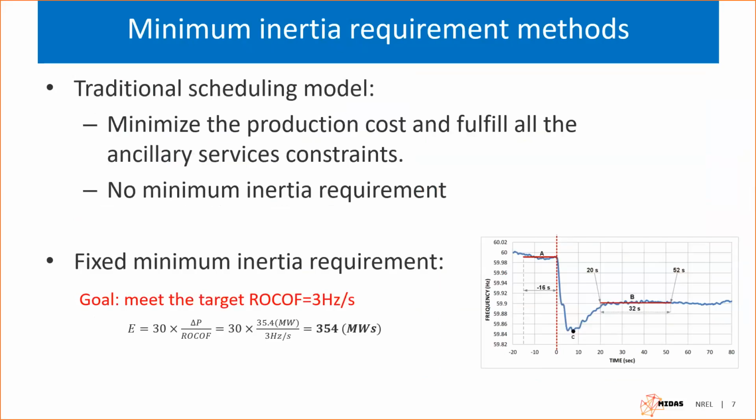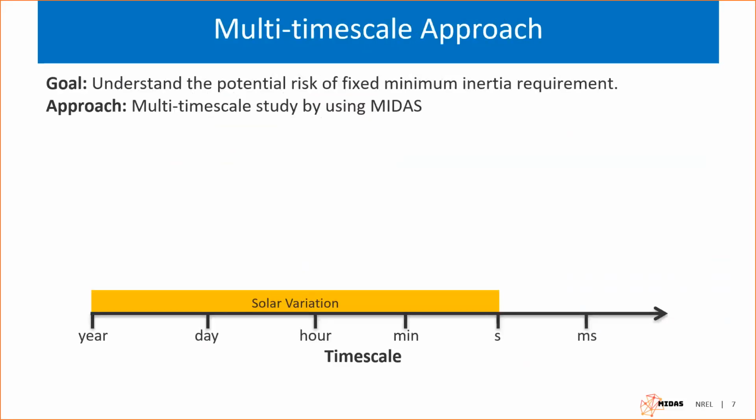So here we compare two strategies. One is no inertia requirement, which represents the traditional way. We don't need to consider the inertia constraints because we have more than enough synchronous generators online. And the other one is with the fixed inertia requirement, which is a very straightforward method, and people are considering using it now. Our goal here is to try to understand what's the potential risk of this fixed inertia requirement. And our method is to adopt this multi-timescale method.